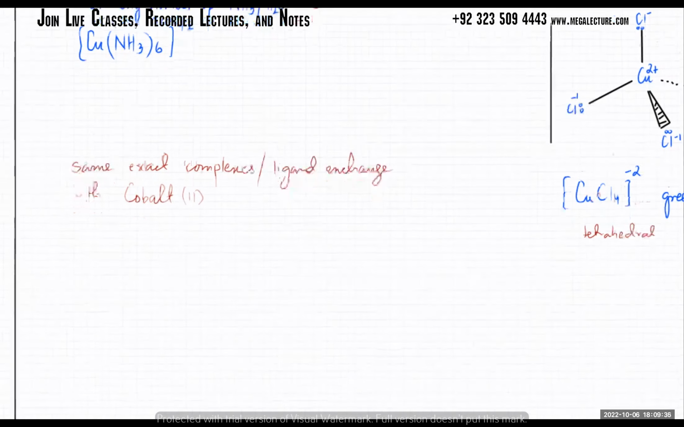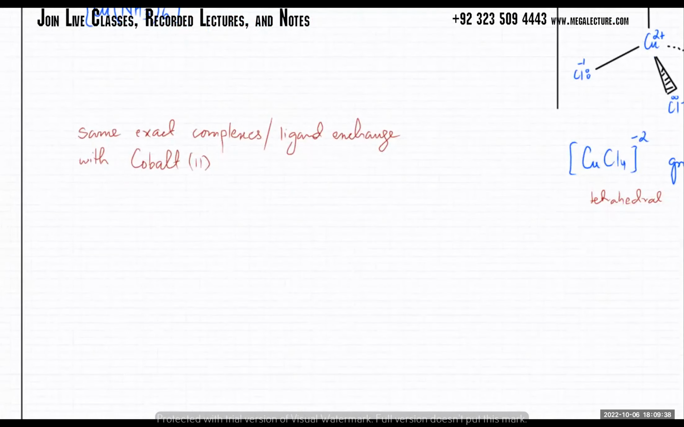The only thing is that cobalt is going to have different colors. You're going to have cobalt with 6 water molecules, and this thing has a charge of +2. The only thing is that cobalt with 6 water molecules, that's a pink solution.